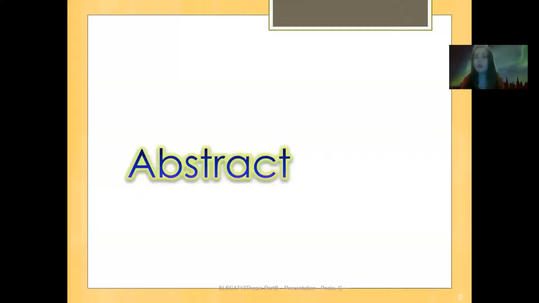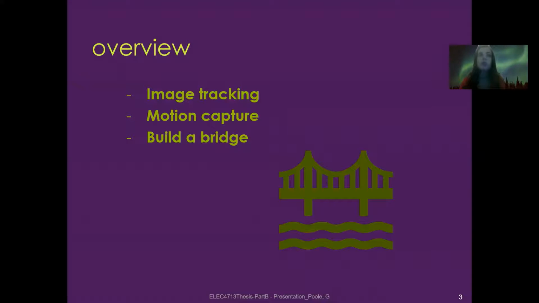First, I will give you an overview of the thesis project. It was completed in two parts, Part A and Part B. This presentation covers research on image tracking of motion capture of a person's joints. A skeleton is created and mapped to a set of sprites, depending on how automated metrics determine the best fit.